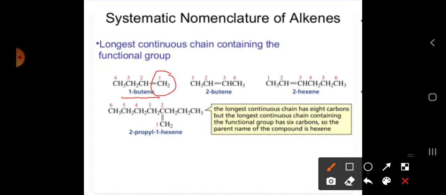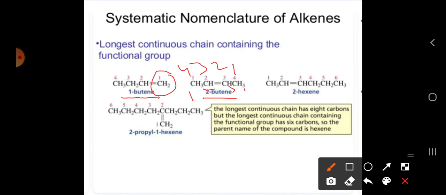Now here the double bond is present between the CH and CH. If you give the numbers 1, 2, 3, 4 from one side, or 1, 2, 3, 4 from the other side, whichever side you give, the double bond is at its second position only. So we can say it is but-2-ene.